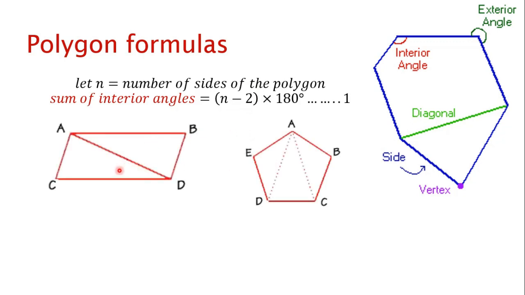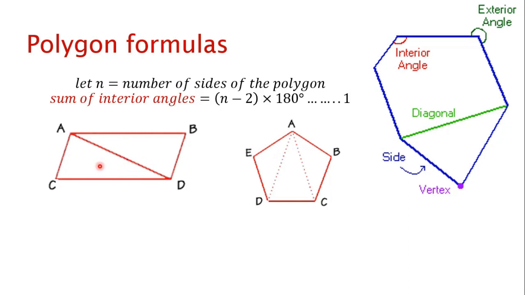Look at these two figures. This is a parallelogram, or a quadrilateral, a four-sided polygon. We are drawing a diagonal from A to D. You realize that we have two triangles within this quadrilateral.